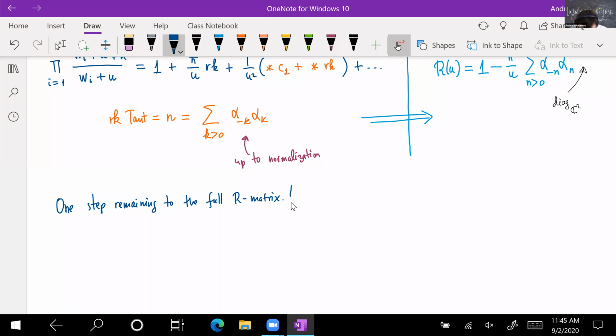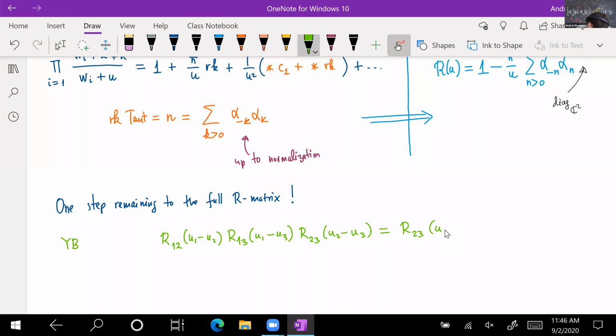In fact, somehow, the way it's going to be like this. So what does Yang-Baxter equation say? The Yang-Baxter equation says R12 of u1 minus u2, R13 of u1 minus u3, R23 of u2 minus u3 equals R23 of u2 minus u3, and so forth, okay?